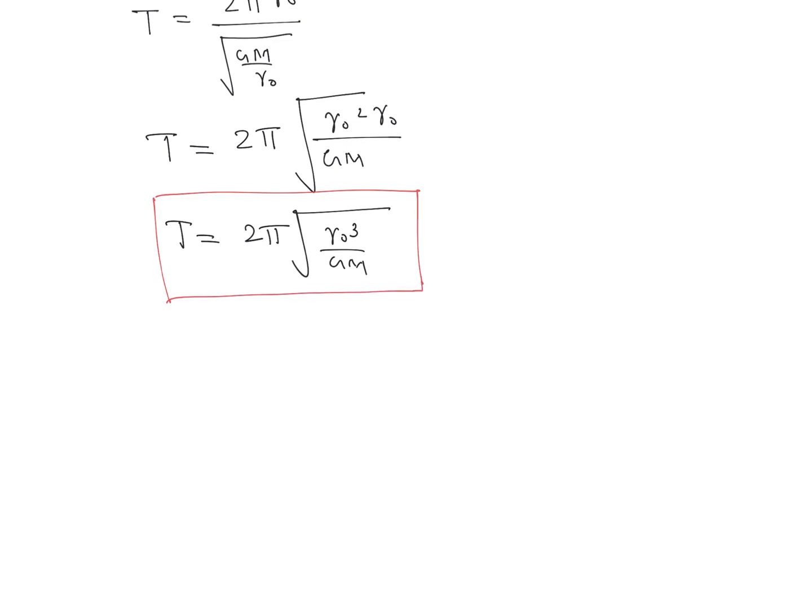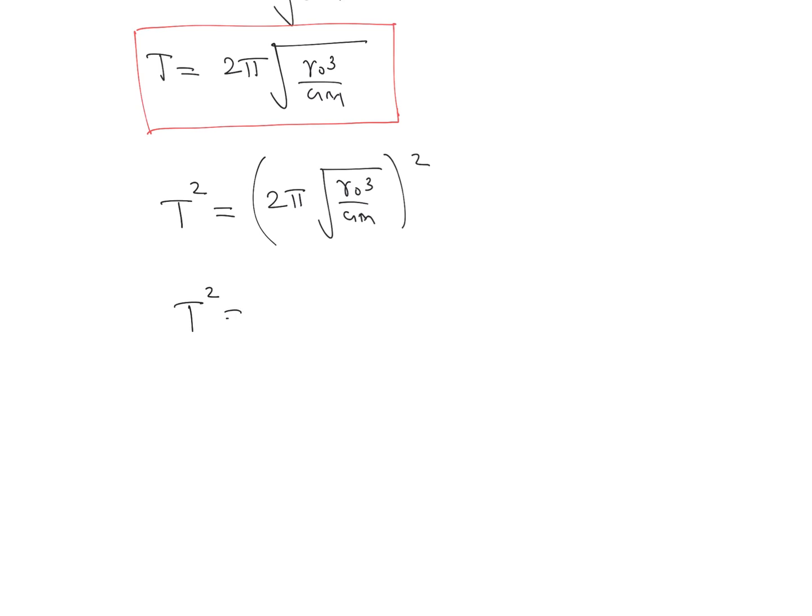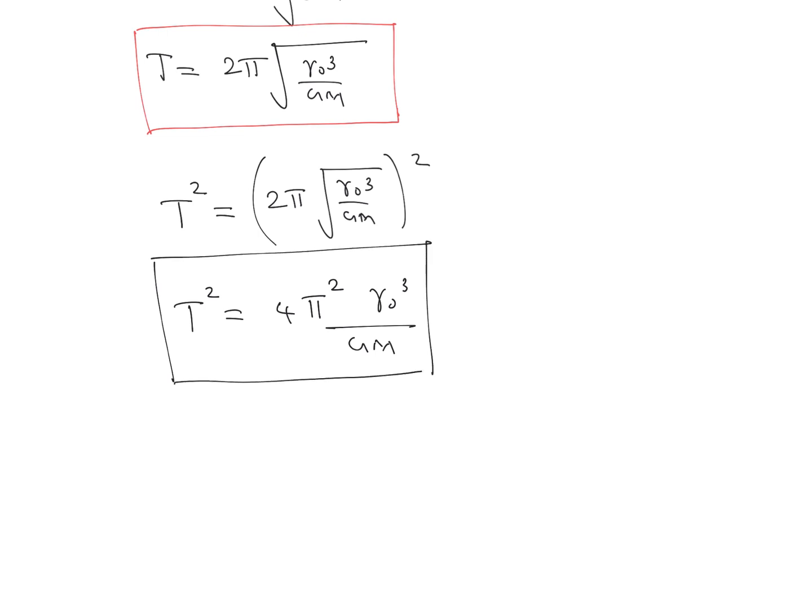Now if we square this equation on both sides, we can write T square equal to 2 pi into under root of r naught raised to 3 divided by GM, the whole square. Squaring, we get T square is equal to 4 pi square, and this becomes r naught cube divided by GM. So this is the relation between T square and r cube.